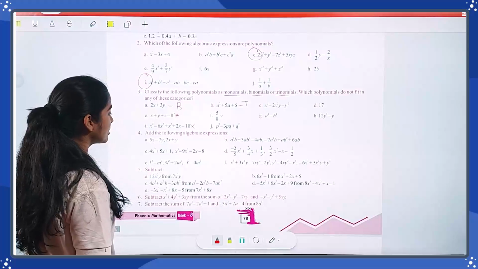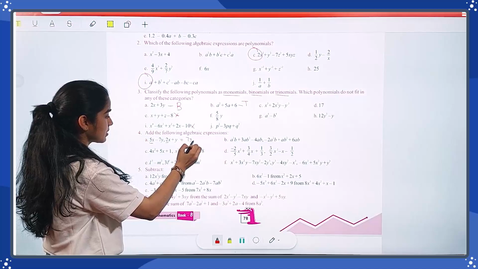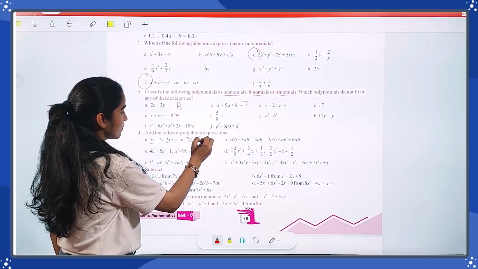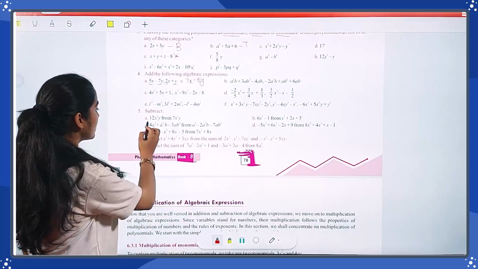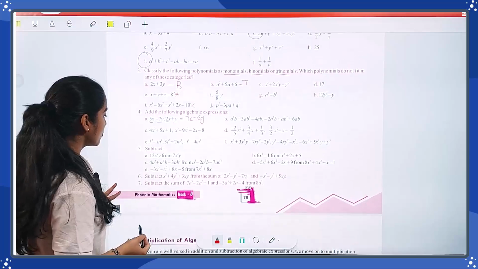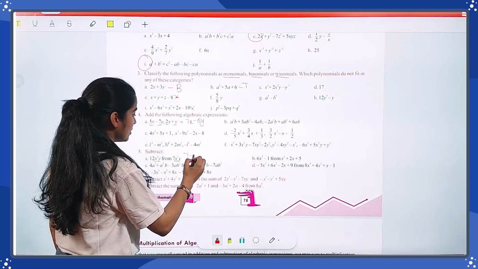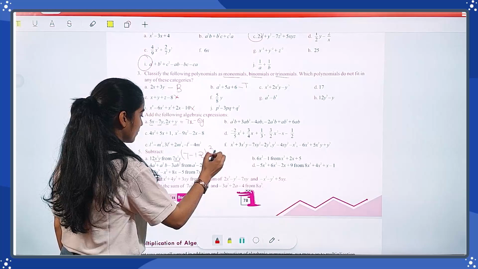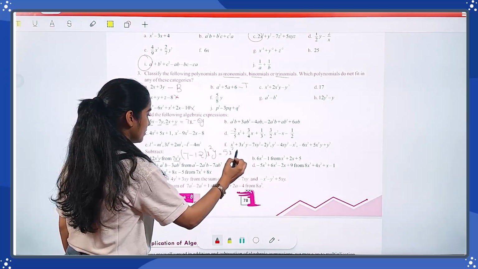Now add the following algebraic expressions. 5x plus 2x is 7x. Minus 7y plus 5 means minus 6y. So in that way you can solve these questions. Okay. Now subtract 12x square y from 7x square y. The terms are the same, so we can simply do 7 minus 12, x square y, which is equal to minus 5x square y.